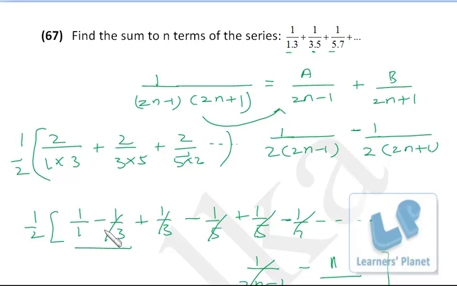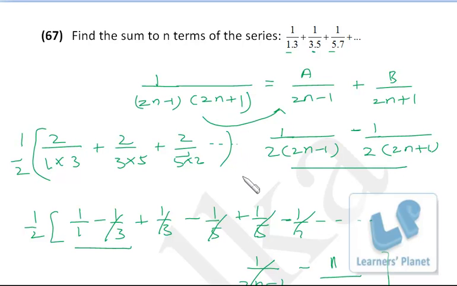Okay? Let's go for a quick recap. First of all, we find out the nth term, 1 upon 2n minus 1, 2n plus 1. That can be written as a upon 2n minus 1 plus b upon 2n plus 1. So this way we can find out the nth term. So nth term will be equal to that, then you have to equate. So you get the value of a and b. A is 1 upon 2 and b is minus 1 upon 2. So this expression 1 upon 2n minus 1 into 2n plus 1 can be written like this.